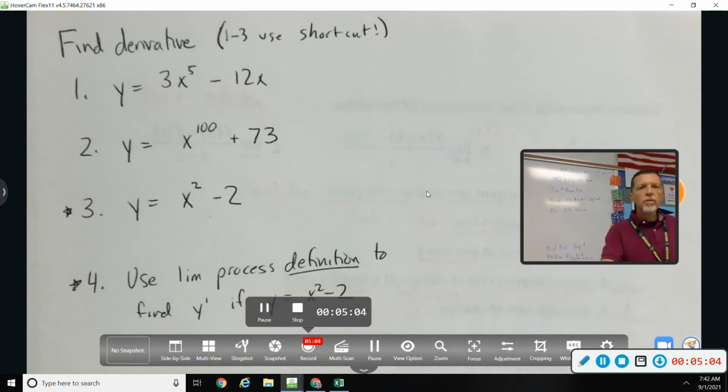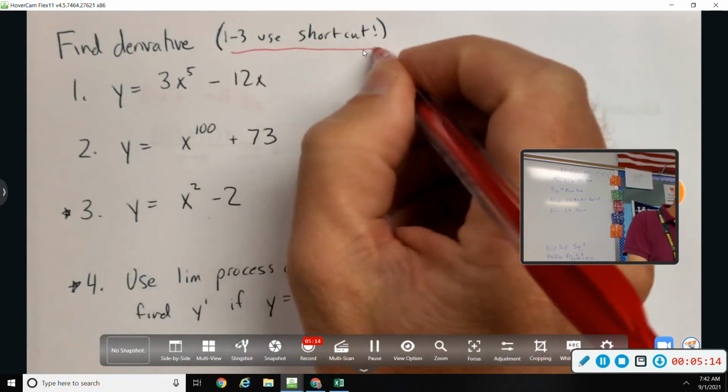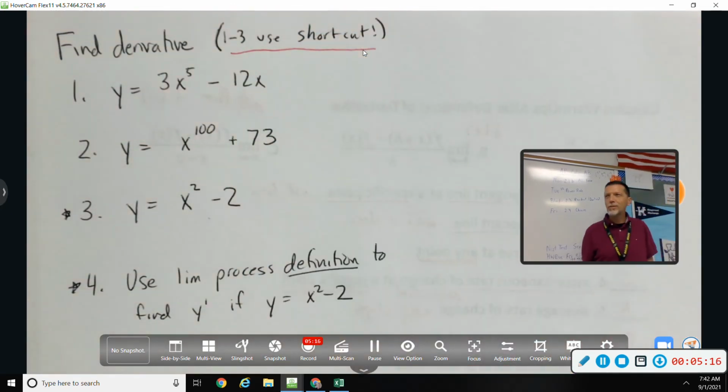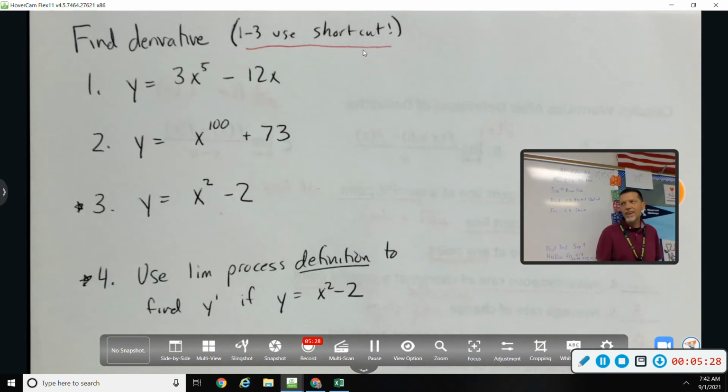On 1 through 3, I specified use the shortcut. I'm never going to specify that again, because if I don't specify, I expect you to use the shortcut. Why would you go through the process if you don't have to? Use the shortcut unless it specifically says to use the definition or use the alternative form. You don't have to ask again.